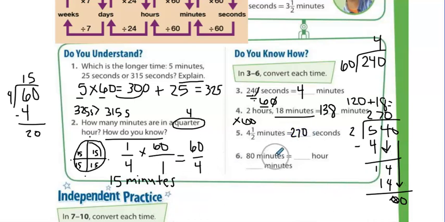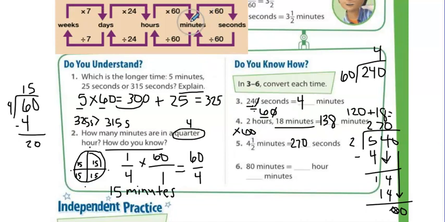All right, and lastly, we're going to do 80 minutes. So 80 minutes, we want to turn into hours and minutes. Because this has hours and minutes, that means that when we're going from minutes to hours, we're going to be dividing, and there's going to be a remainder, which is going to be our minutes. So we're going to be taking 80, because we have 80 minutes, and dividing it by 60.